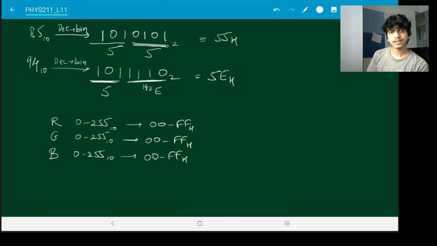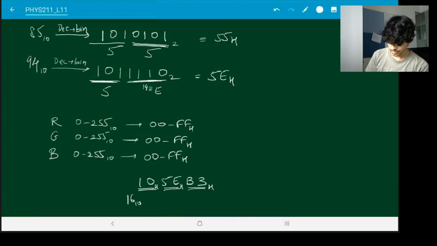So you might have seen a particular number being described as 105EB3. What this means is that the red component is 10 hex, the green component is 5E hex, and the blue component is B3 hex. How much is 10 in hex? 0, and this is 16. So this is 16 in decimal. 5E is your 94 in decimal.